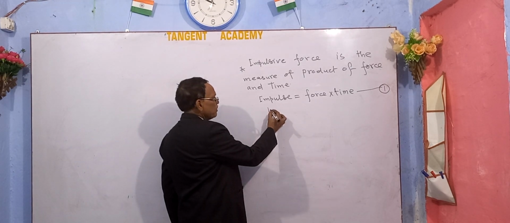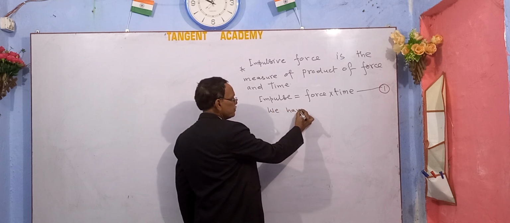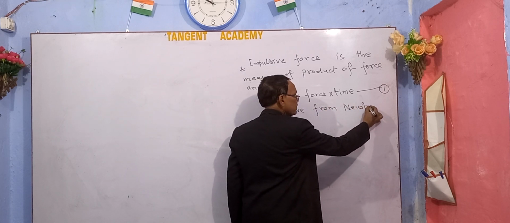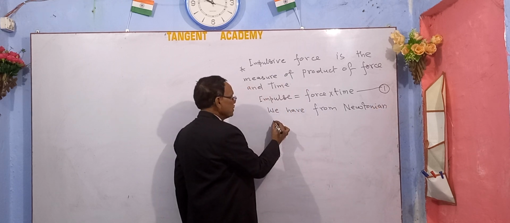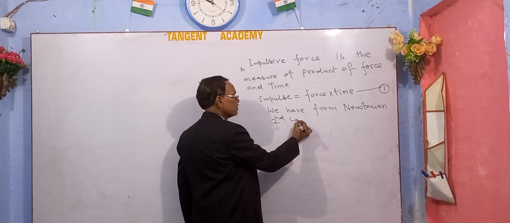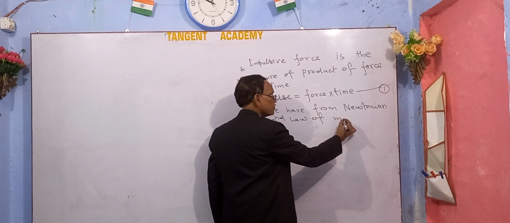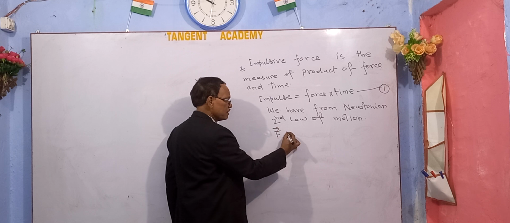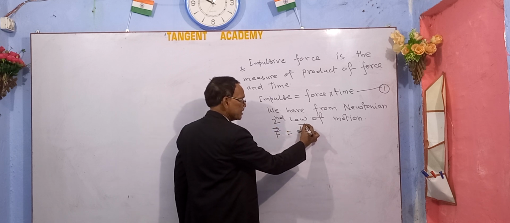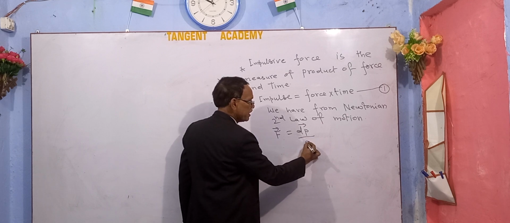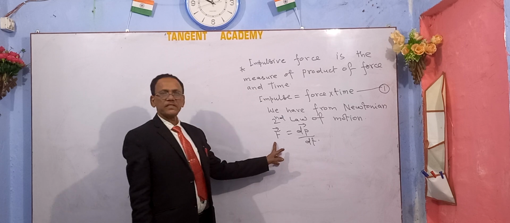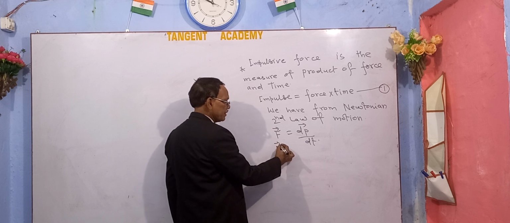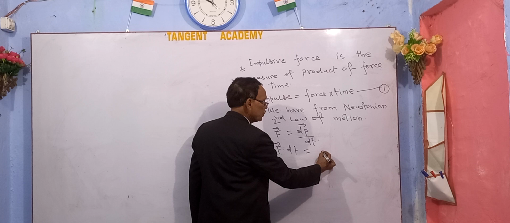We have from Newtonian second law of motion, force is defined as rate of change of momentum, as I have discussed in earlier classes. Therefore, F dt is equal to dp.